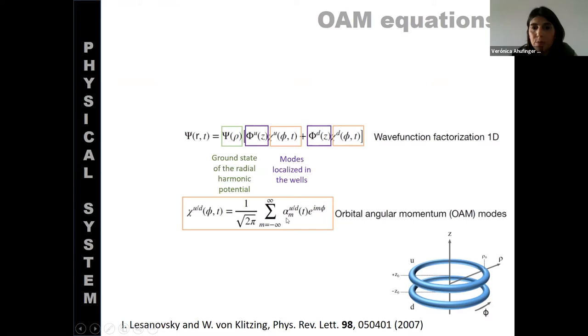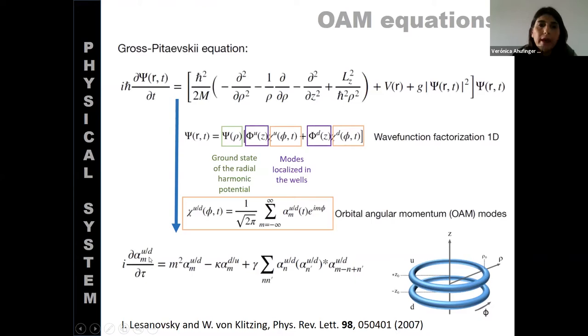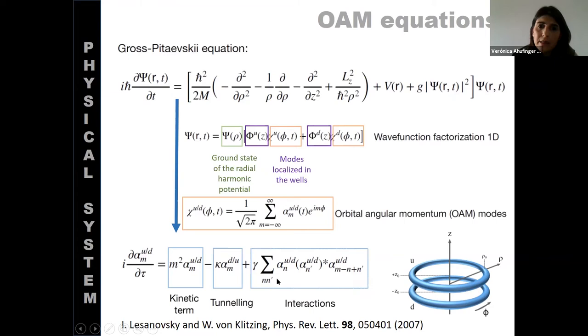If we plug this ansatz into the Gross-Pitaevskii equation, we get a set of evolution equations for the probability amplitudes. These are written here in dimensionless form, and they were derived in the paper of Lesanovsky and von Klitzing. If we have a look at this expression, we see that the first term is the kinetic term. Then we have the tunneling term that just couples states with the same orbital angular momentum between the two rings. And the last term is the interactions that couple different orbital angular momentum states within a single ring.